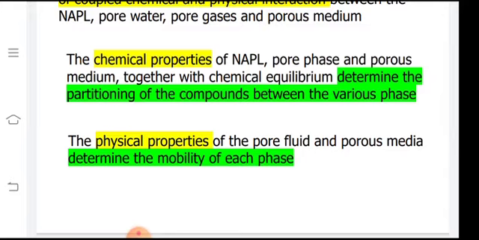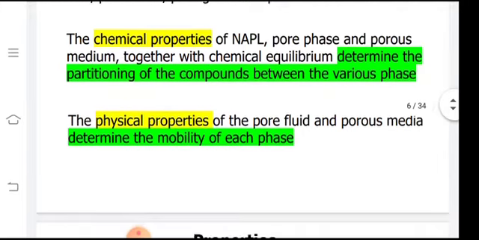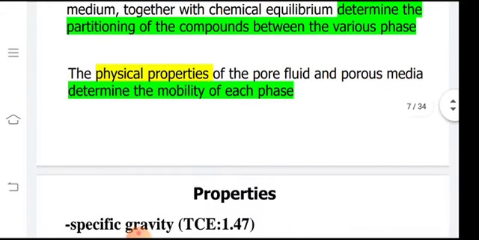So if there is some chemical reaction going on, or if there is a chemical equilibrium between the NAPL and the pore phase and the porous medium, then we can properly find the partitioning, and we can determine how much NAPL is going to remain in the soil. And what kind of physical properties of the pore fluid and porous medium can help?